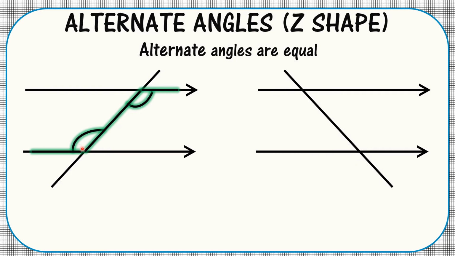Here is another example. We have parallel lines. We have a line that intersects them, and we can draw a backwards Z shape. Again, this angle and this angle are alternate, and alternate angles are equal. So whatever the value of this angle would be, it is equal to the value of this angle.